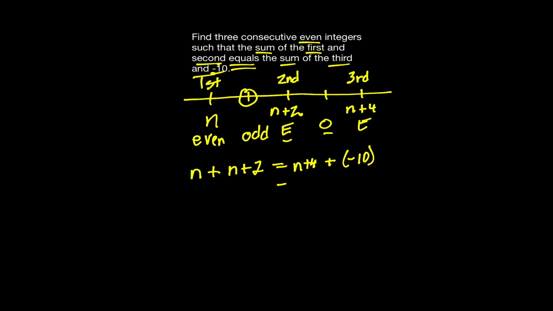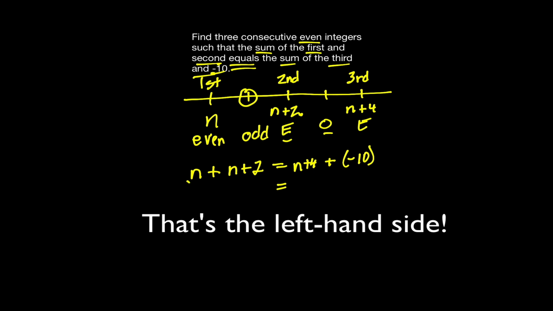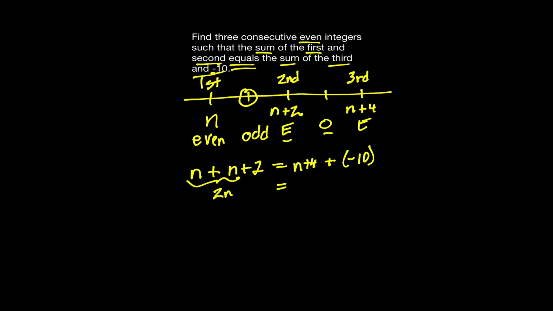So I'm looking at the right-hand side. I see two like terms. Over here, I see two like terms. 4 plus negative 10 is negative 6.